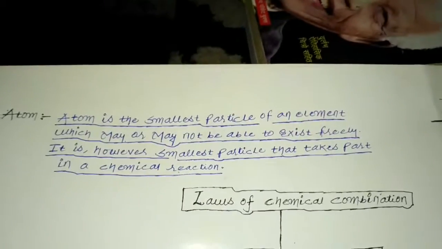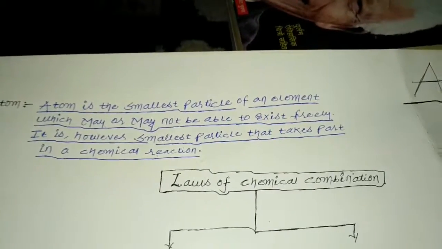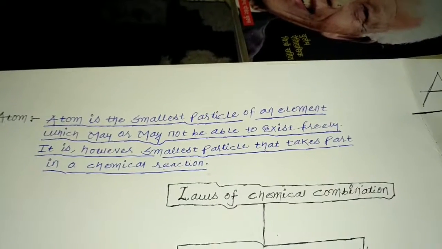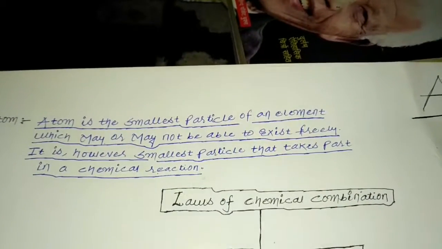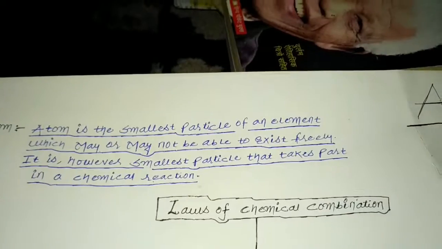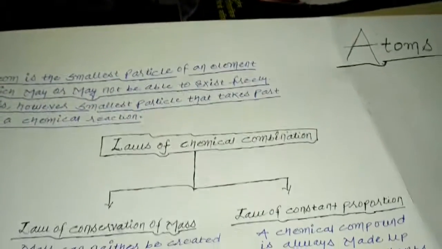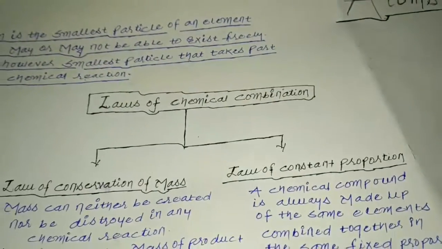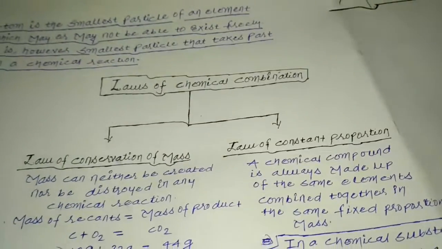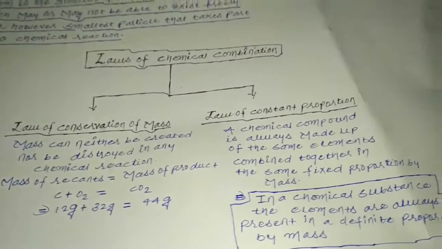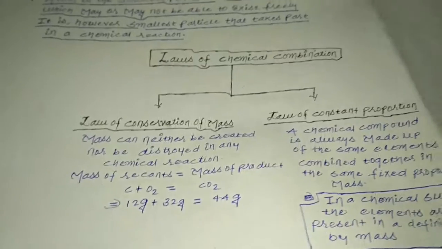So, atom. An atom is the smallest particle of an element which may or may not be able to exist purely. It is, however, the smallest particle that takes part in a chemical reaction. Now the laws of chemical combination. The laws of chemical combination are divided into two parts: the law of conservation of mass and the law of constant proportion.